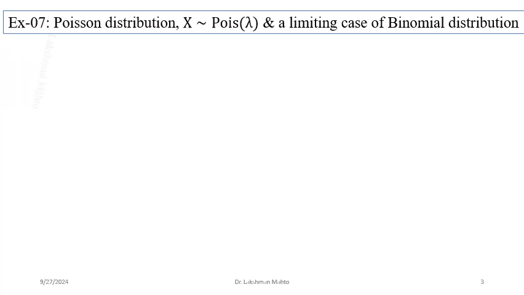So Poisson distribution, we had already discussed. Have we discussed Poisson distribution? I think not. Poisson distribution is very similar to binomial distribution, and the only difference is that Poisson distribution is associated with some kind of interval.